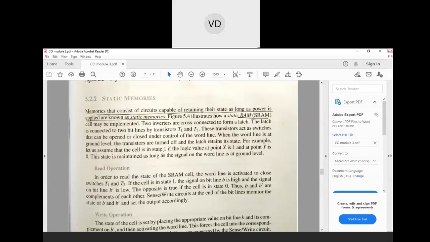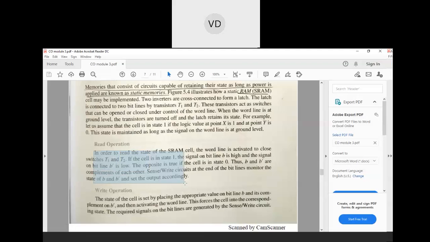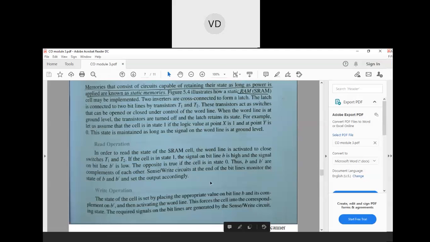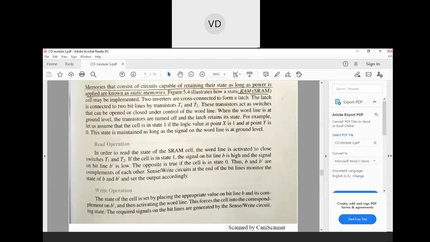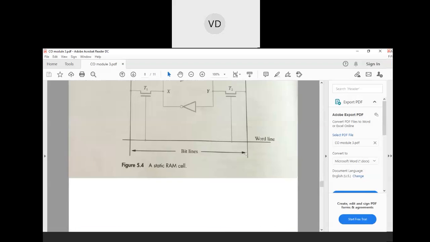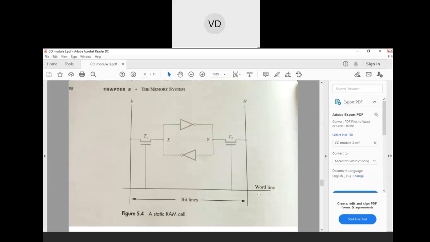Example they have taken here: let us assume the cell is in state 1. How it is in state 1, we will see in the read and write operation now. Suppose we want to read the data. The word line is activated and it closes the switch here. The word line is activated means some voltage is passed to this word line, and the switches T1 and T2 will be closed. So when they are closed, that time you can read the value of b and b naught.